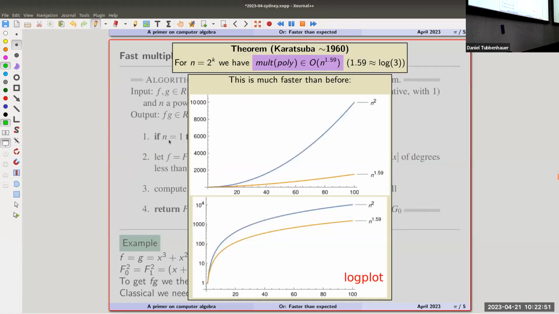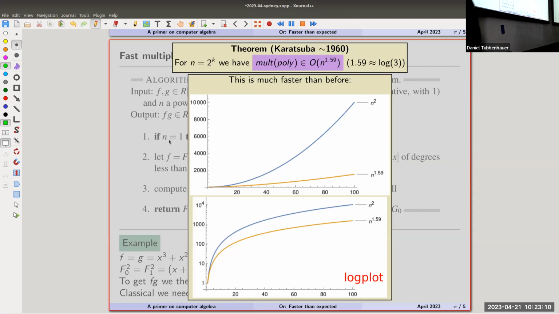Okay, I just compared them again. Below is the log plot now. Hopefully the log plot makes sense. I jump in steps of 10, then I just have the usual scale on the x-axis. The top one is a regular plot, and it's just much faster than before.